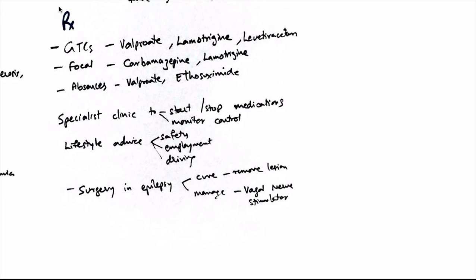People also require lifestyle advice, for example, safety in swimming pool, in bath, riding a bike, advice on employment, advice on driving, and many other lifestyle advices, for example, impact of drugs and alcohol and sleep deprivation. Very rarely, surgery is also used in people with epilepsy, either to cure the seizure, for example, by removing a lesion, or to reduce number of seizures by using a vagal nerve stimulator.